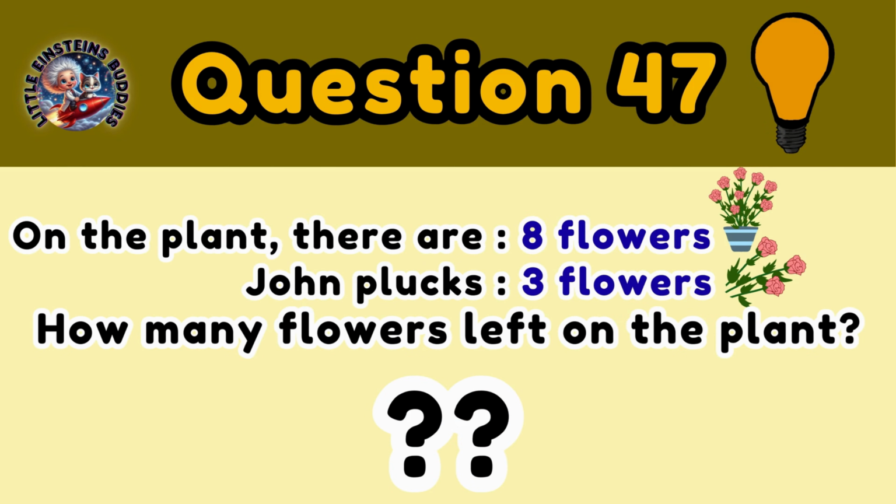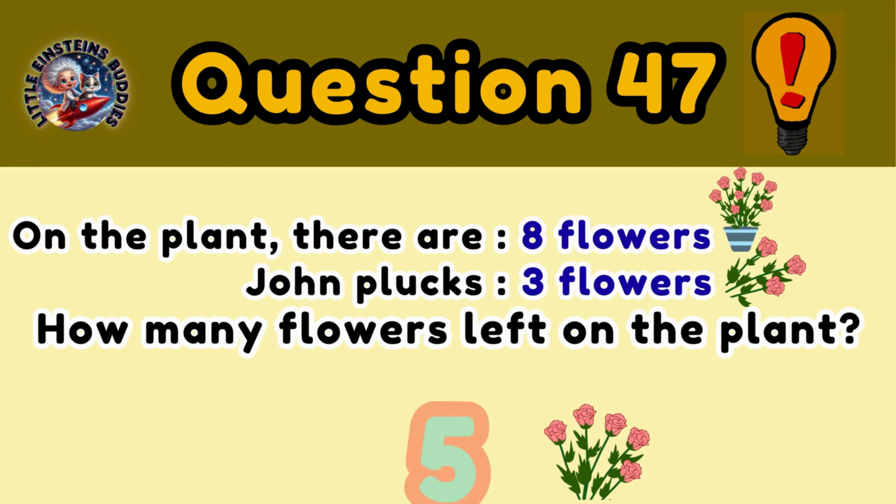Question 47. There are 8 flowers on the plant. John plucks 3 of the flowers. How many flowers are left on the plant? Five flowers.